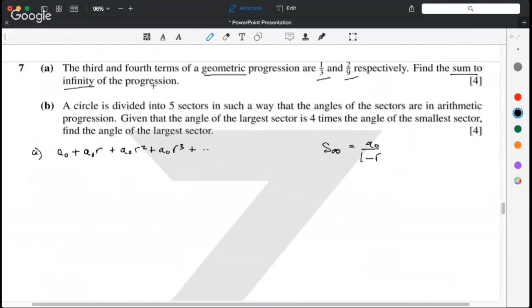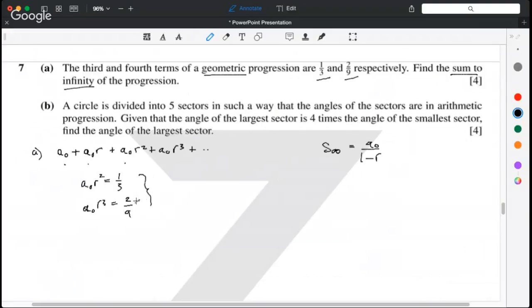What are these equations? Well, they're telling us that the 3rd term, so what's the 3rd term? It's this guy. They're telling us that a naught r is equal to 1/3. And they're telling us the 4th term, which is a naught r squared, is 1/3, and a naught r cubed is 2/9. Well, these are 2 equations, and we have 2 unknowns, so we can use this to solve.